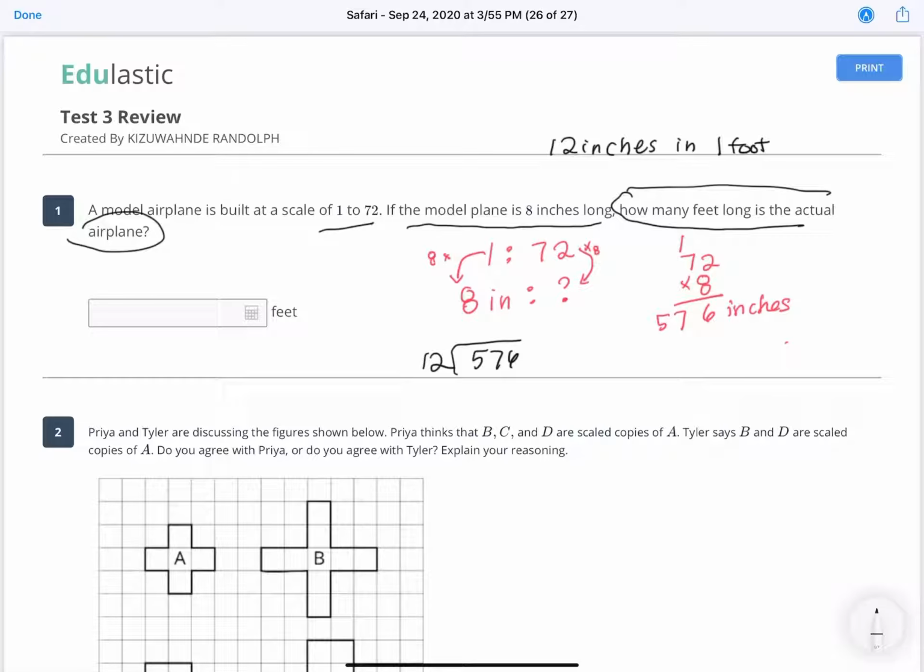So you have to ask yourself, well, how many times can 12 go into 57 without even going over? If you guess 4 times, you are absolutely correct. All right, then that's going to be 48. Bring the 6 down. And then you ask yourself, well, how many times can 12 go into 96? 12 can go into 96 8 times. I hate when I do that. So therefore, the actual airplane is not 46, but 48 feet.